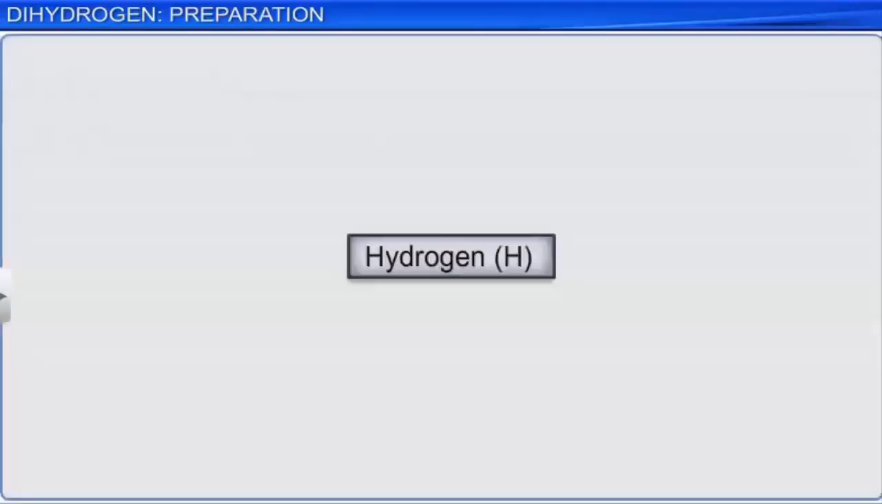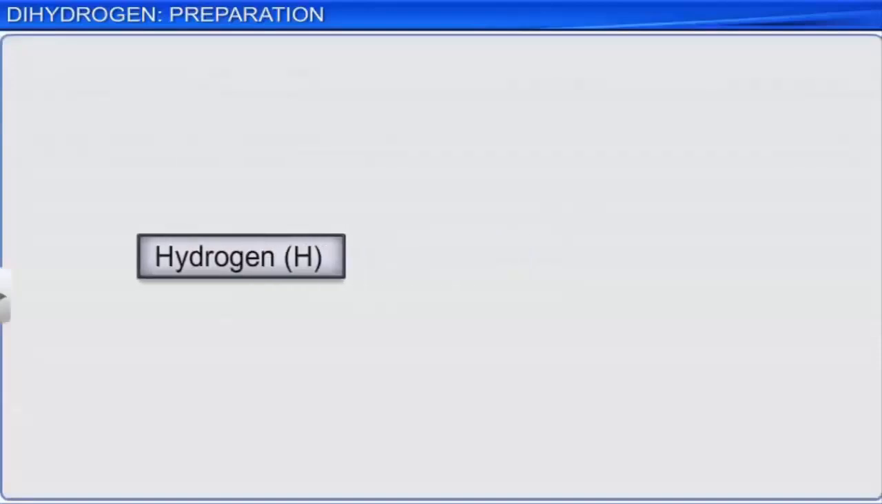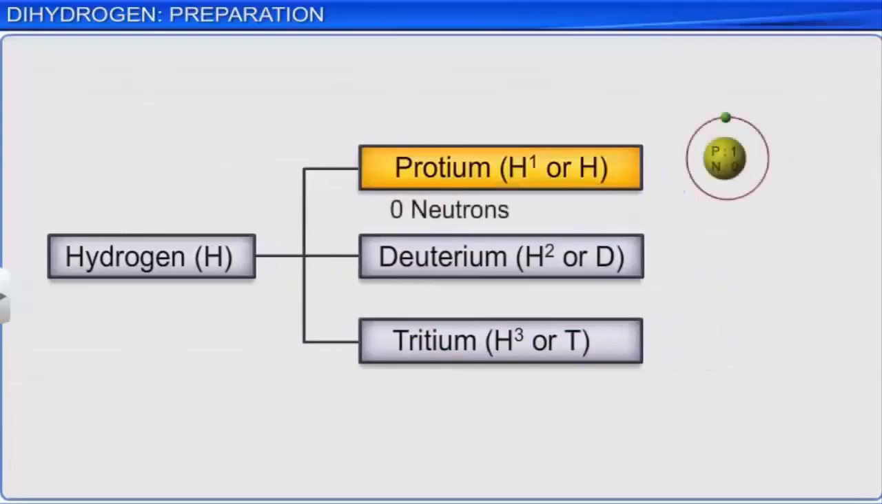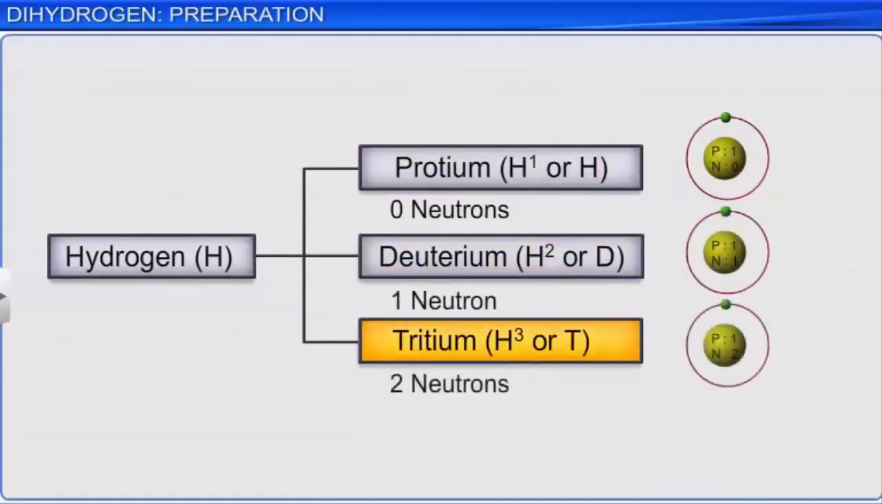Hydrogen with atomic number 1 has 3 isotopes: protium, deuterium, and tritium. It is the only element whose isotopes are named. Protium has no neutrons. Deuterium has 1 neutron, while tritium has 2.